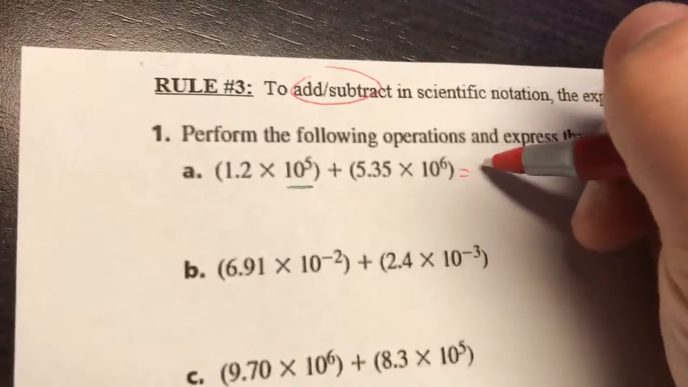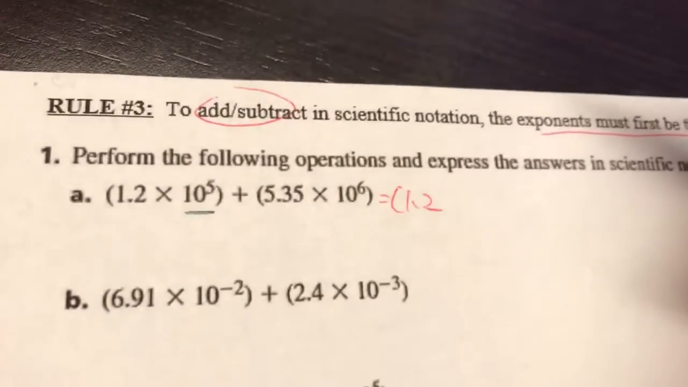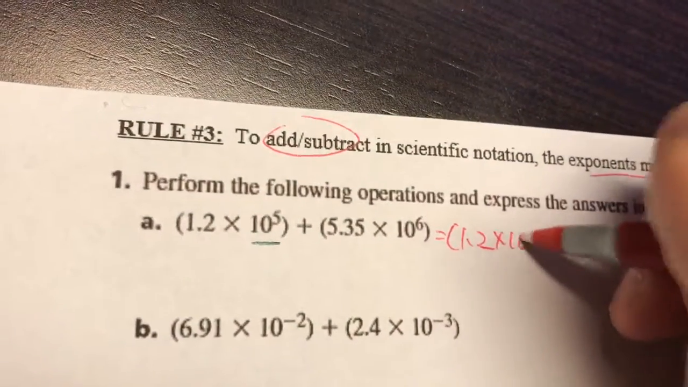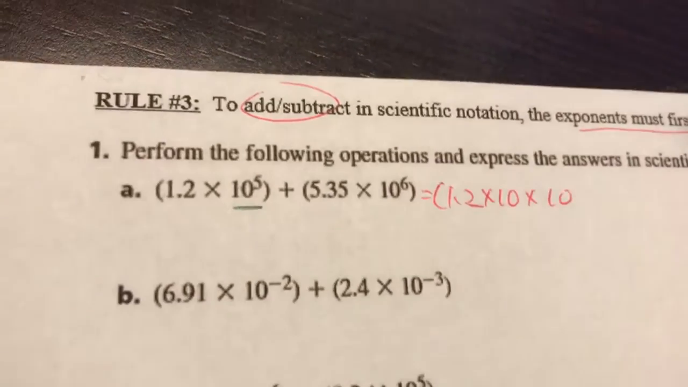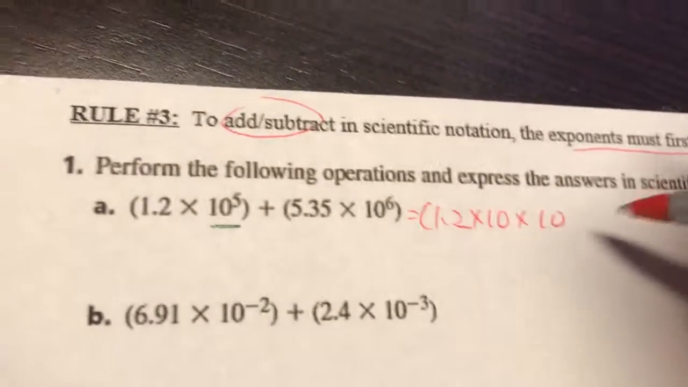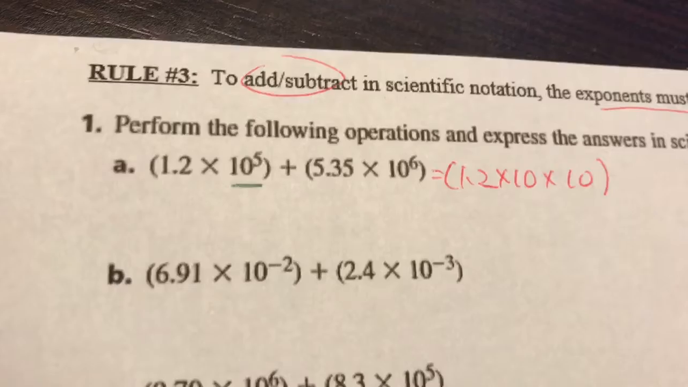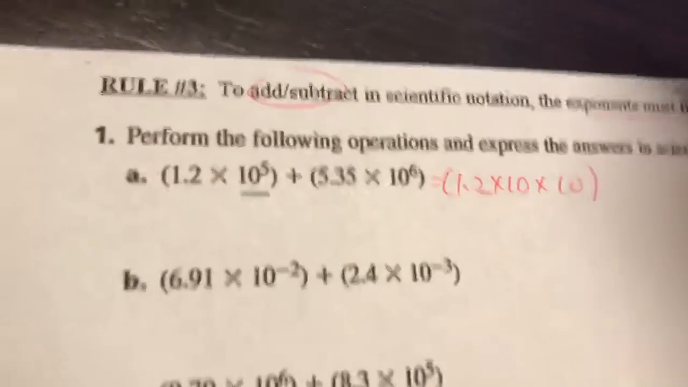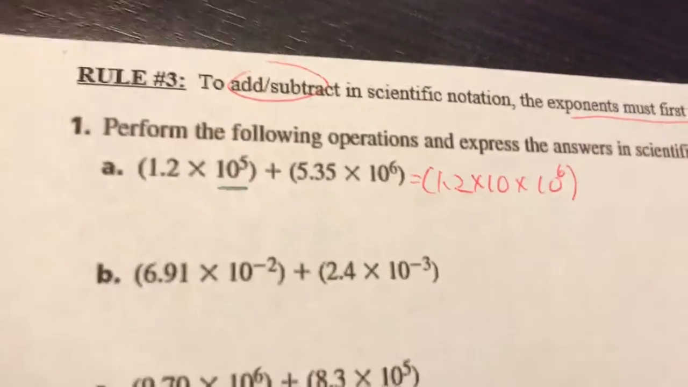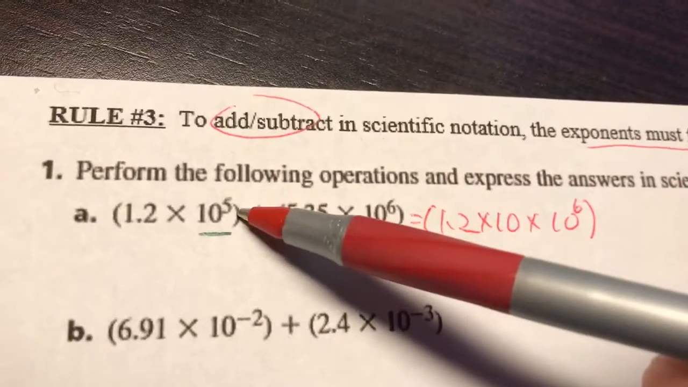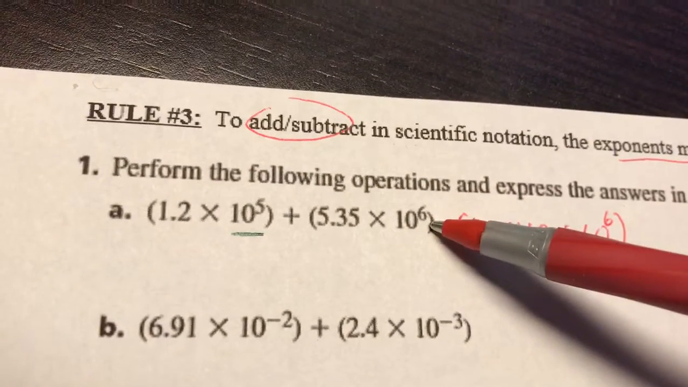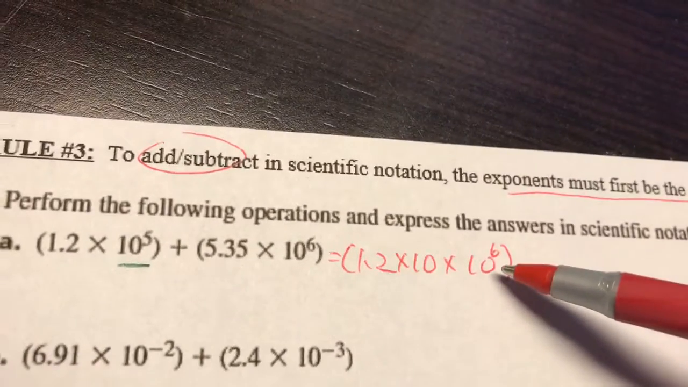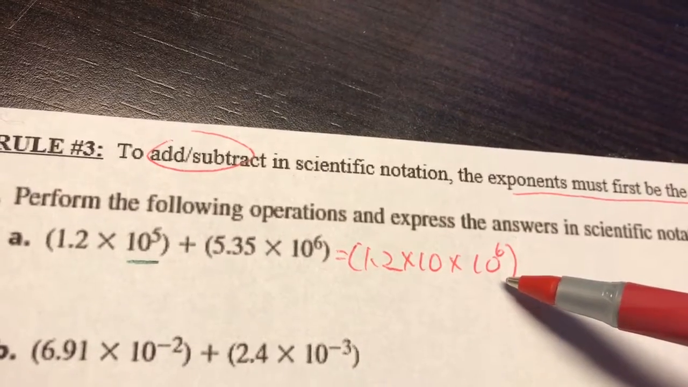Okay, so first I write down 1.2. Now I want to split 10 to the 5th into 2 parts. The second part will be 10 to the 6th because I want to make the small exponent the big exponent. So my second exponent will be 10 to the 6th.